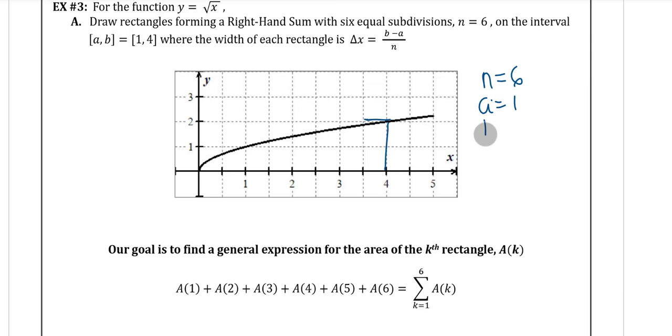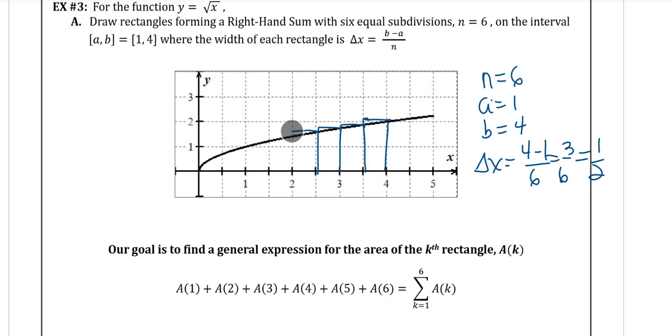So a is 1, b is 4, so our delta x is 4 minus 1 over 6, which is 3 over 6, which is 1/2. Each rectangle is going to be 1/2 wide. So there's 1, 2, 3, 4, 5, and there's my 6th one. So I have 6 rectangles: 1, 2, 3, 4, 5, 6.